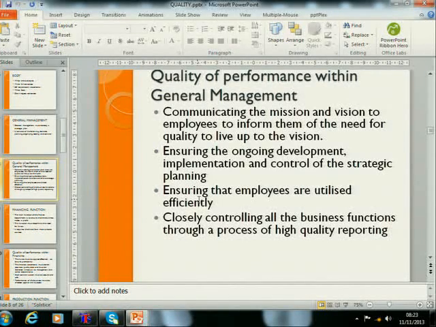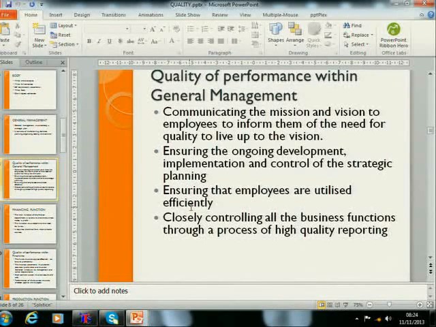Again, ensuring the ongoing development, implementation, and control of the strategic plan. Remember, it is the duty of the management to set the mission and vision of the company. Now, this must be continually developed, implemented and controlled. In other words, you don't just set strategies and then leave them and continue with something else. You've got to continually look at the strategic plans, continually look at the operations that are taking place in the business.